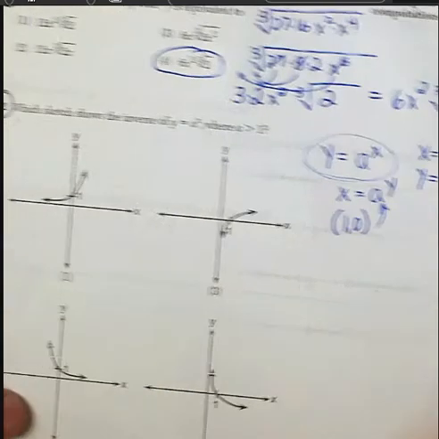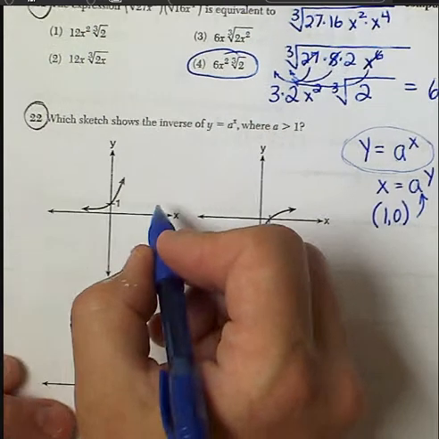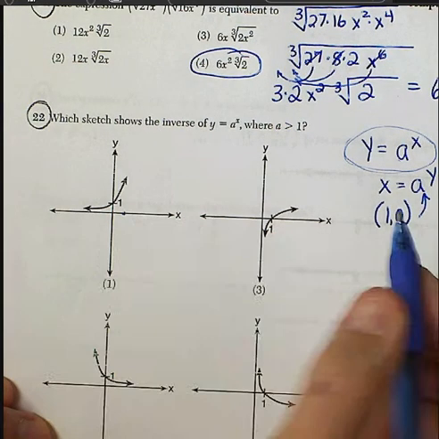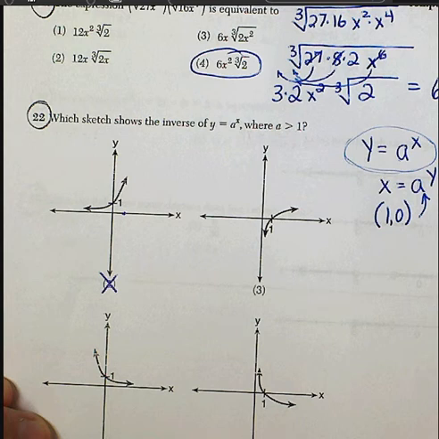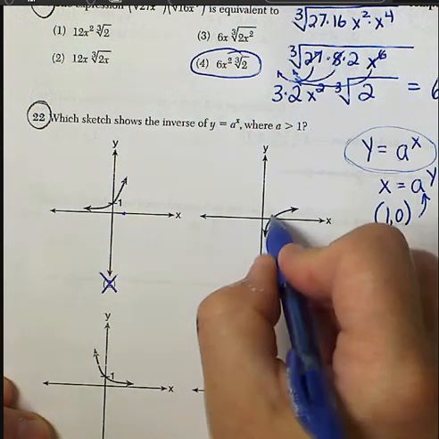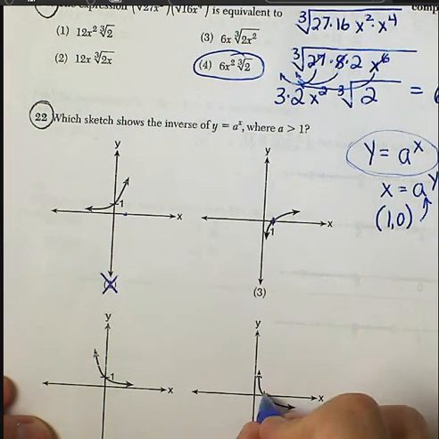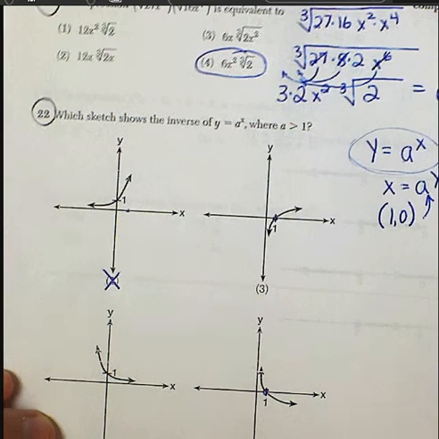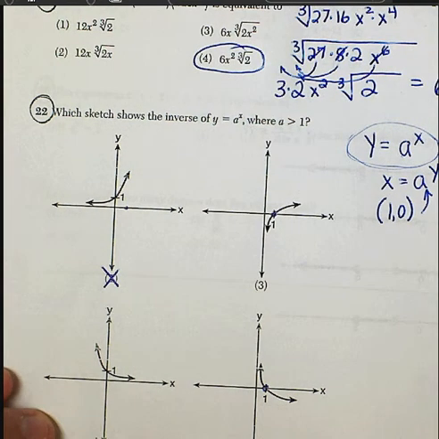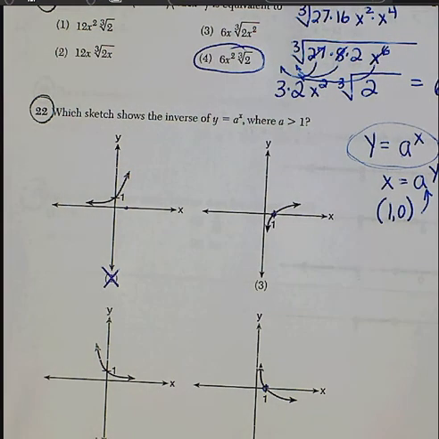So 1, 0 on the first graph here would be someplace there. So it can't be that graph. That's good, because that's the point 1, 0. This is good, because it's the point 1, 0, and this one's not. So I'm able to throw 2 out of the 3 choices away.